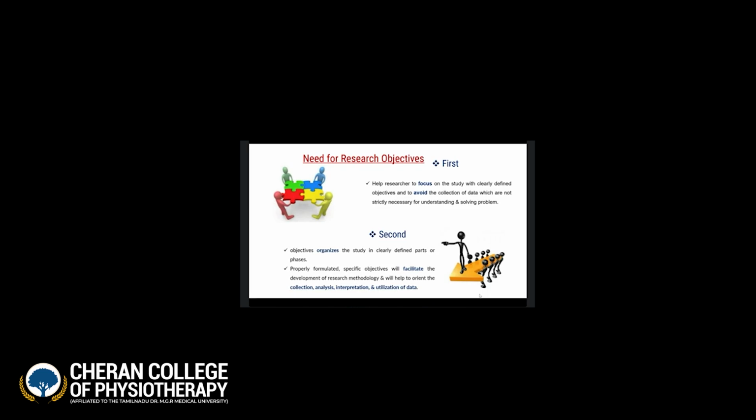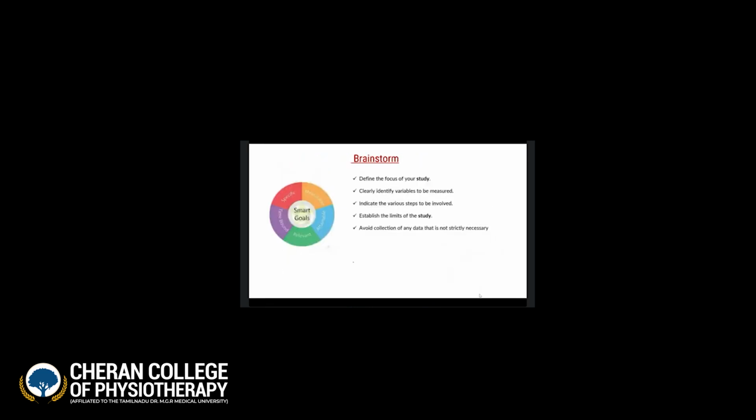First we need to focus on a good research question and a good research objective, which we have already done. Second, when we are creating the research objective, we need to formulate it in such a way that it facilitates our research methodology. For example, phase wise, if we are taking research phase one, we should know how we are collecting the data, how we are analyzing the data, how the interpretation of the data is done, and finally how the utilization of the data is done. This is very important for the research question.